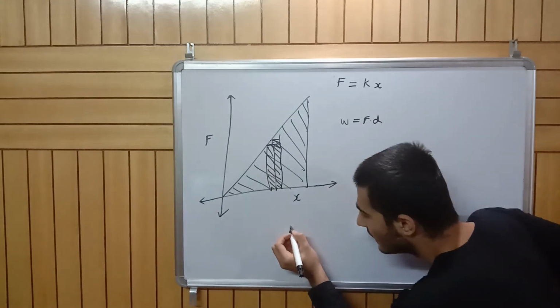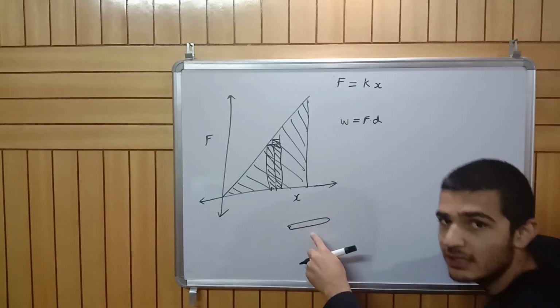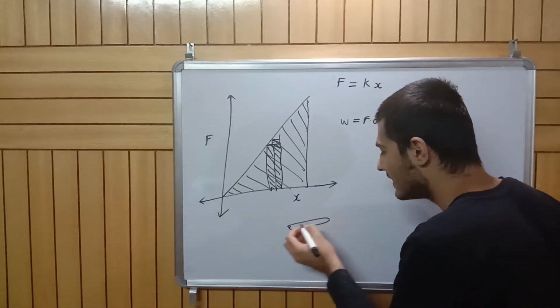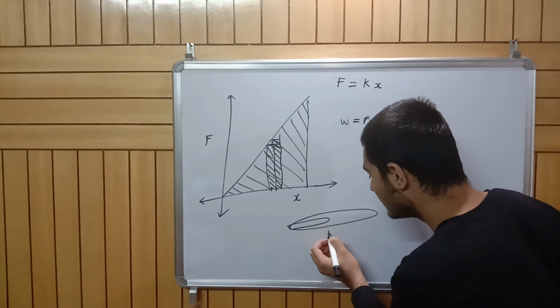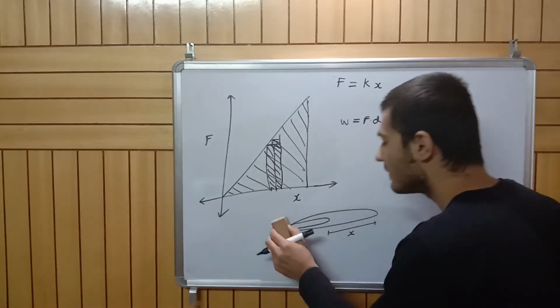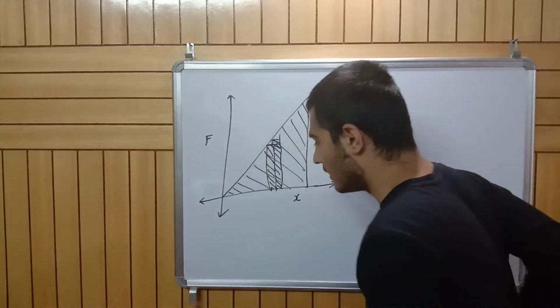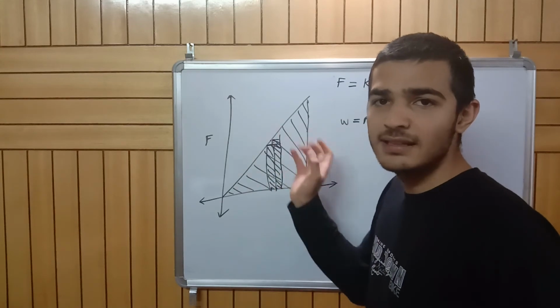So let's say this is my rubber band. This is without elongation, and when I elongate, let's say it stretches to this position. It gets this long, so this is x. This is what I'm plotting here. So as I stretch the rubber band from this point to this point, this area represents the work that I have done.